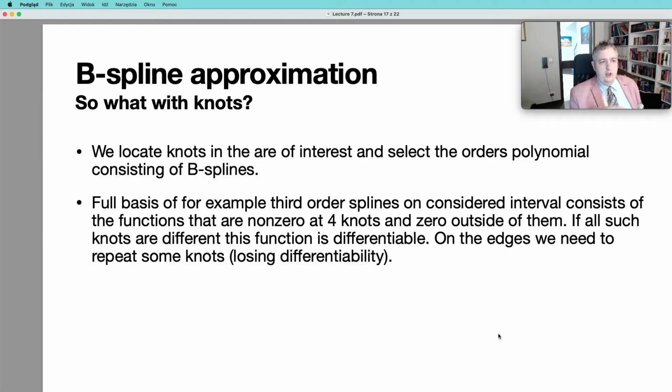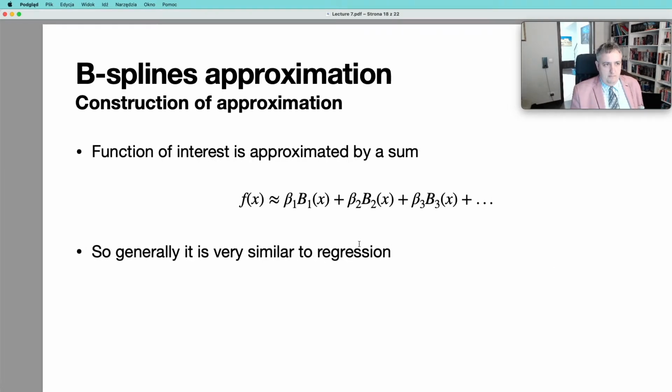Generally, we locate our nodes in the area of interest. There are methods of choosing that. As I said, the functions are non-zero on, for example, 4 nodes and 0 outside of them. So for each subinterval, you have only 4 functions working in each interval, and their sum is a third order polynomial. And on the edges, you need to repeat them, losing additionally differentiability.